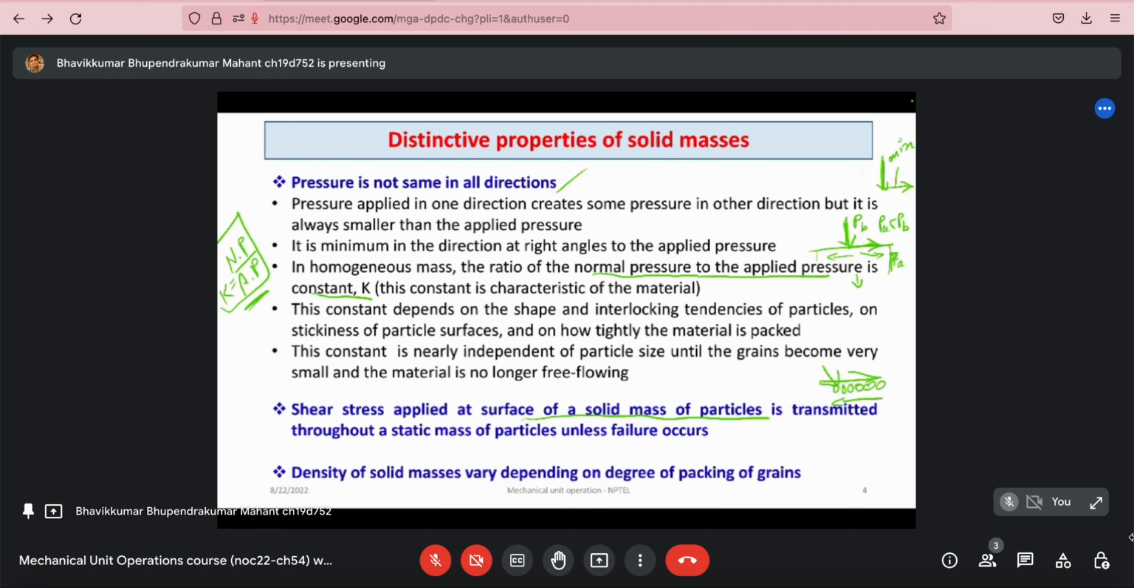Now, the density of solid masses varies depending on the degree of packing of grains. As you can understand, the packing of grains is totally different. If the material is totally spherical, then the packing is like that. If it has some different shape, then there will not be much packing, or if you have some uniform shape, then the packing is different. So that's why the density of a solid mass also depends on this degree of packing of grains.